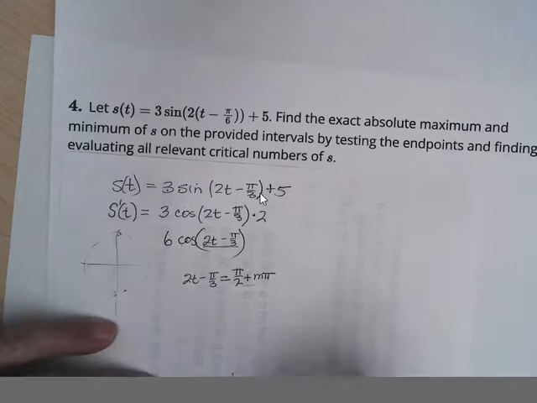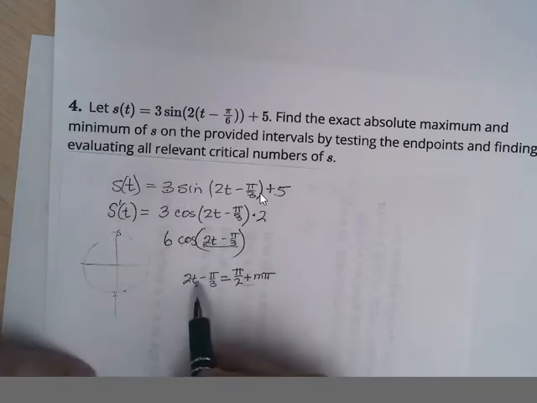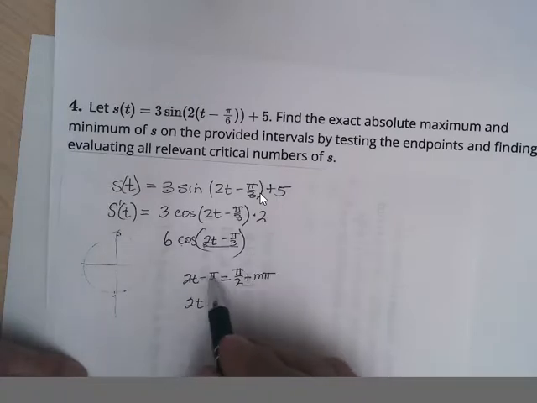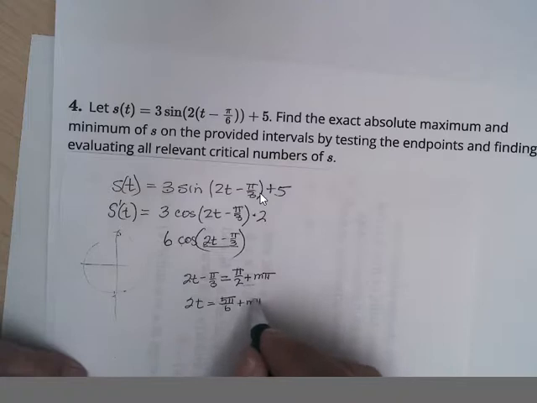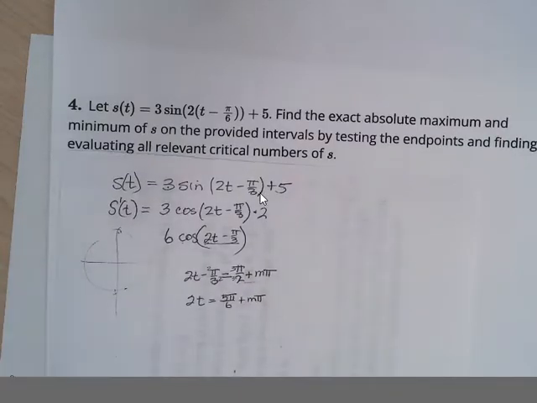To solve for t, we're going to add pi over 3 to both sides. So we're going to get 2t equals, this is 2/6 plus 3/6, which is 5 pi over 6, plus m pi, getting the common denominator. So this is times 2, and this is times 3 and times 3 to make the common denominator.